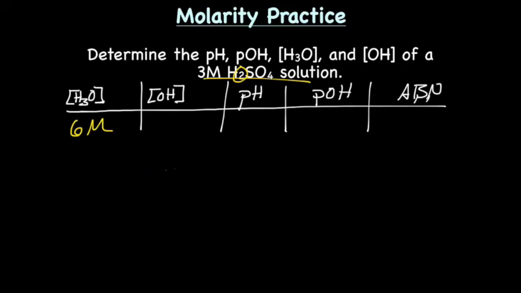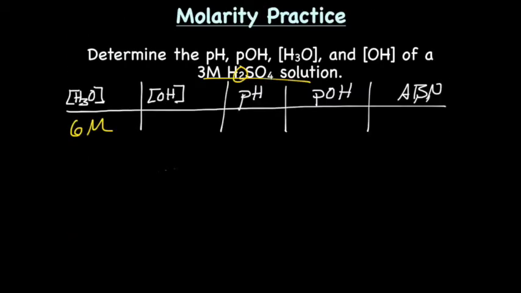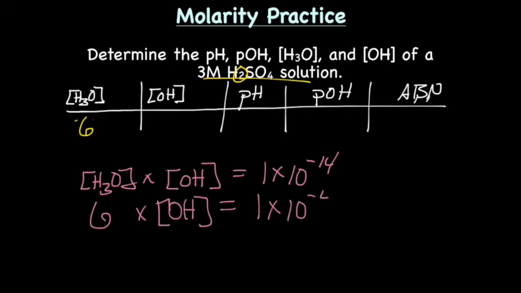So now that we know the concentration of H3O, let's see what we could figure out. We can figure out the pH, or we could also use this to figure out the OH. I'm going to pick doing that one, although it doesn't really matter. So we're going to use the equation: concentration of H3O times the concentration of OH equals 1 times 10 to the negative 14th. We know we have 6 molar. We don't know the concentration of OH.